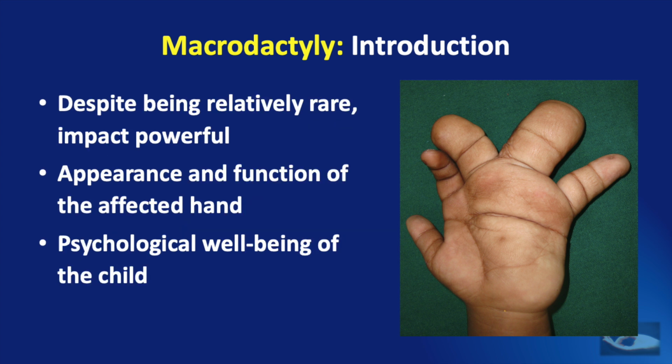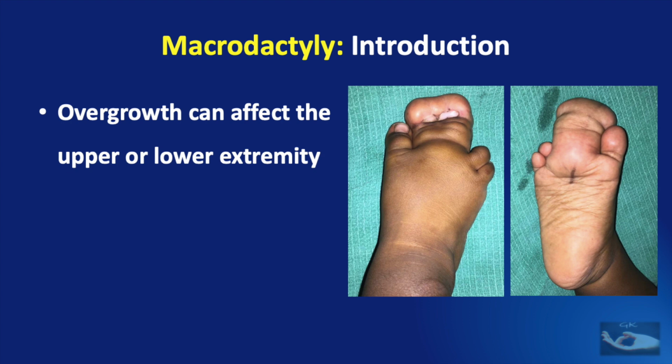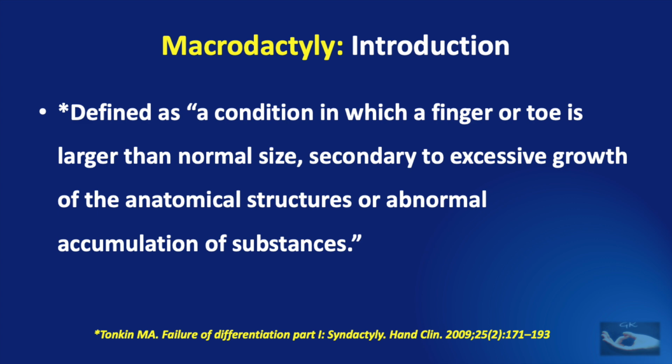Despite being relatively rare, the impact of this congenital condition is quite powerful because it affects the appearance and function of the hand and also sometimes the psychological well-being of the child. The overgrowth can seem uncontrollable and the appearance of the digits bizarre and stigmatizing. And as we have seen, this overgrowth can affect the upper or lower extremity. It is defined as a condition in which a finger or toe is larger than normal size, secondary to excessive growth of the anatomical structures or abnormal accumulation of substances.